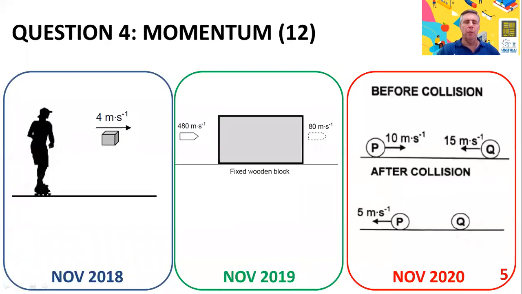So let's take a look at the most recent exam question. So here's a snapshot of the question 4s from paper 1 from November 2018, 2019, and 2020. 2020 was a fairly standard collision between 2 balls. 2019 was a bullet passing through a fixed block. And 2018 was a girl on roller skates throwing a parcel away from her and consequently moving in the opposite direction.